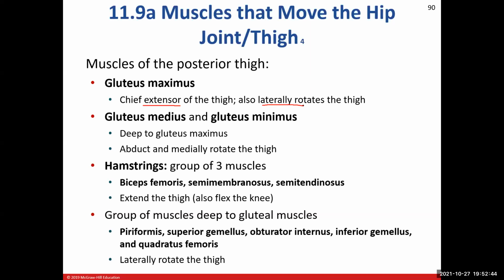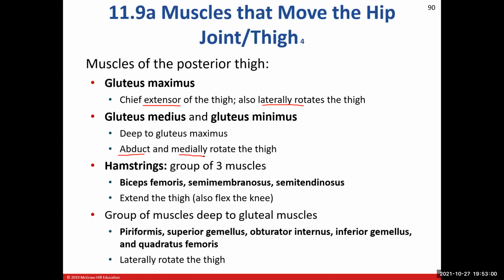Gluteus medius and gluteus minimus, again, are smaller than gluteus maximus. They'll be deep to gluteus maximus. They both do the same thing. They're going to abduct, and they're going to medially rotate the thigh. They're going to turn your foot inwards.